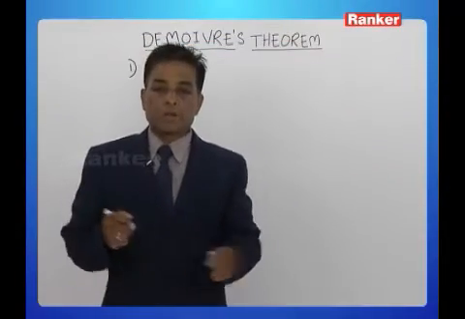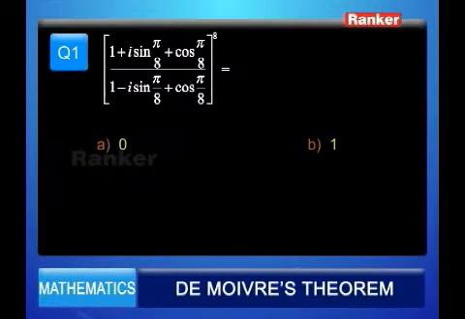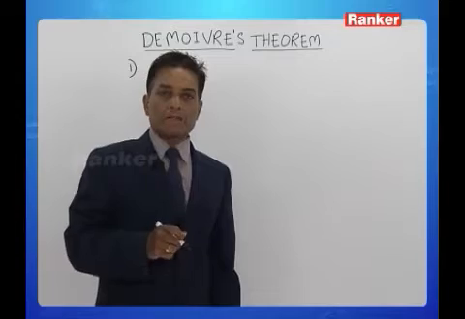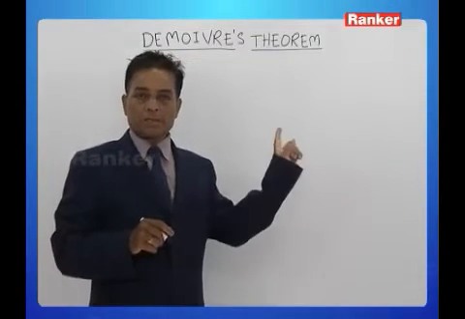De Moivre's theorem. Question number 1. (1 plus i sin pi by 8 plus cos pi by 8) over (1 minus i sin pi by 8 plus cos pi by 8), whole to the power of 8, and one value of this. Four options are given: A 0, B 1, C 2 power 8, and D is minus 1. Let us see what is the right answer and right option for this question.